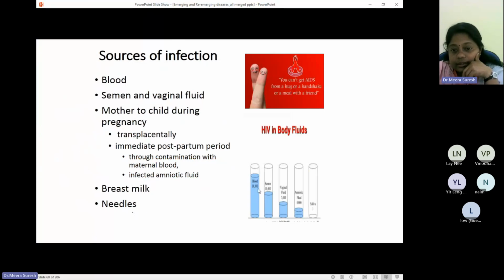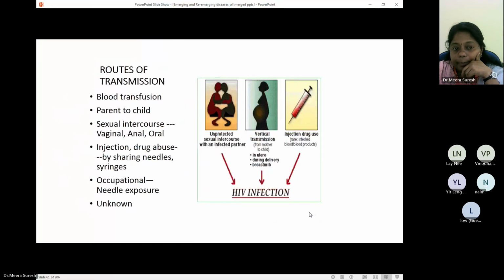If we look at HIV in body fluids, in blood the quantity of infection will be very high, and as you go on, you see that value keeps decreasing. In semen it is still decreasing, in vaginal fluid still decreasing, and in amniotic fluid and saliva it is very low. So the more concentration there is in the blood, blood transfusion becomes the most important reason for HIV transmission. Nevertheless, even saliva could also be a reason.